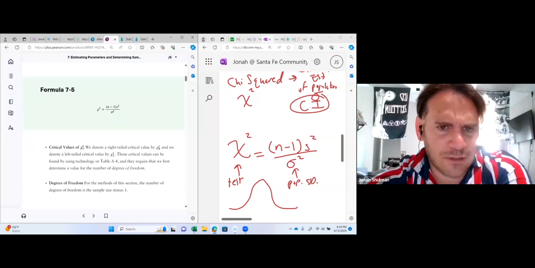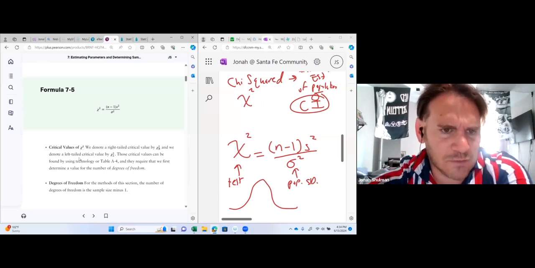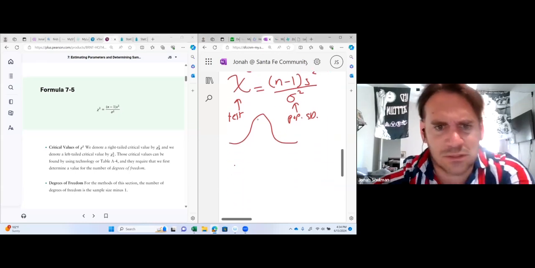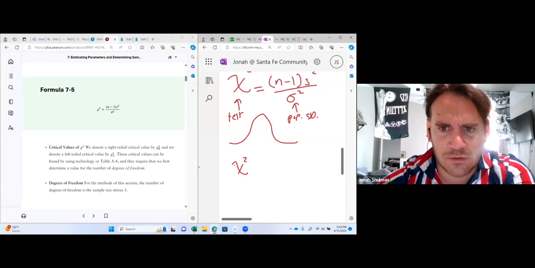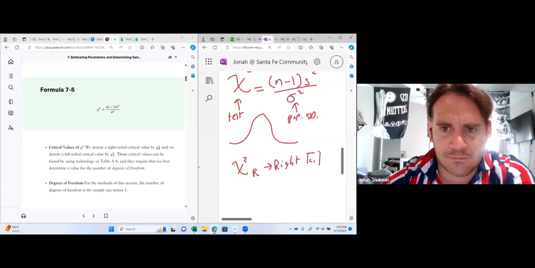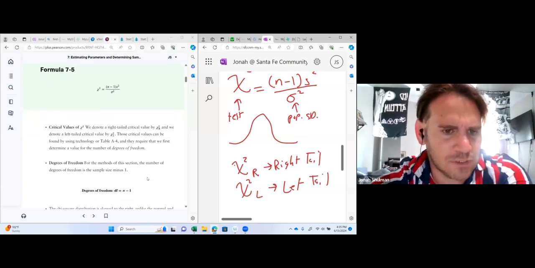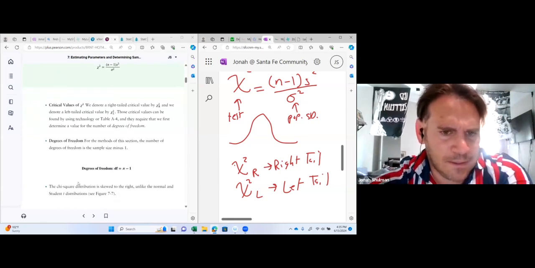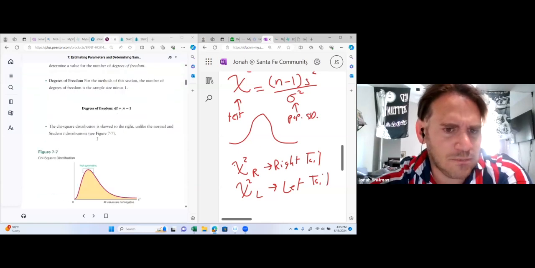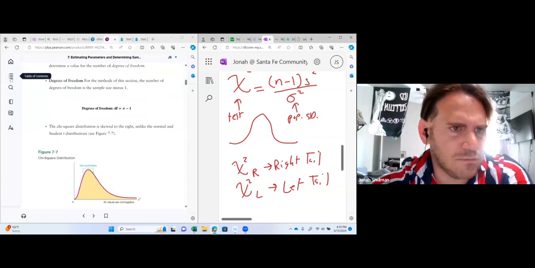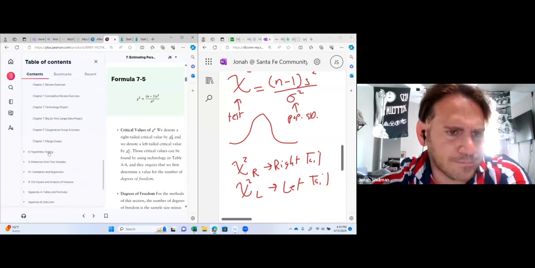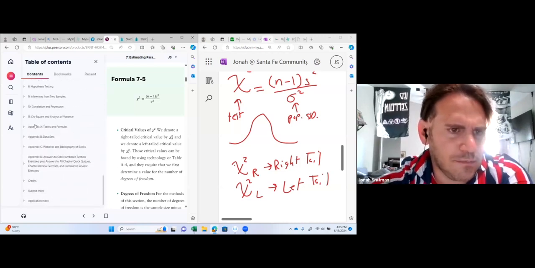Critical values, we denote this by R for right-tailed, L is for left-tailed, and we got a table with this. That's cool. So there's our right tail. We got our left tail. And again, we're going to use our degrees of freedom, which is just the sample size minus 1. So let's look at the table. Yay, there's our chi-square distribution. Tables.